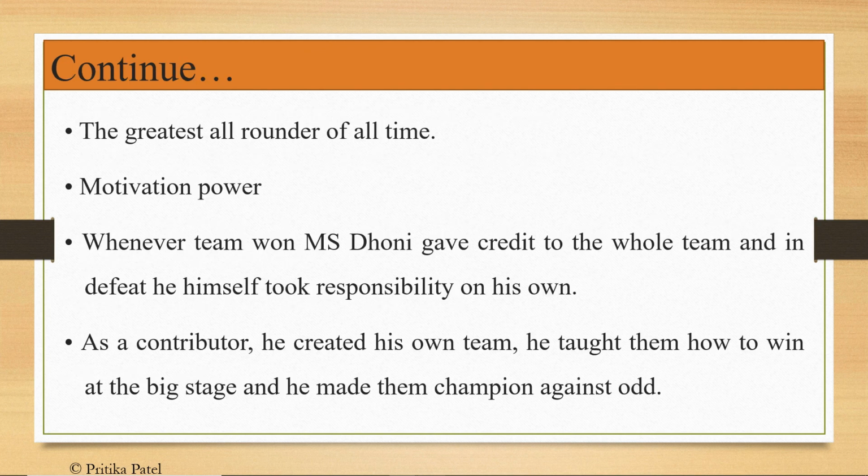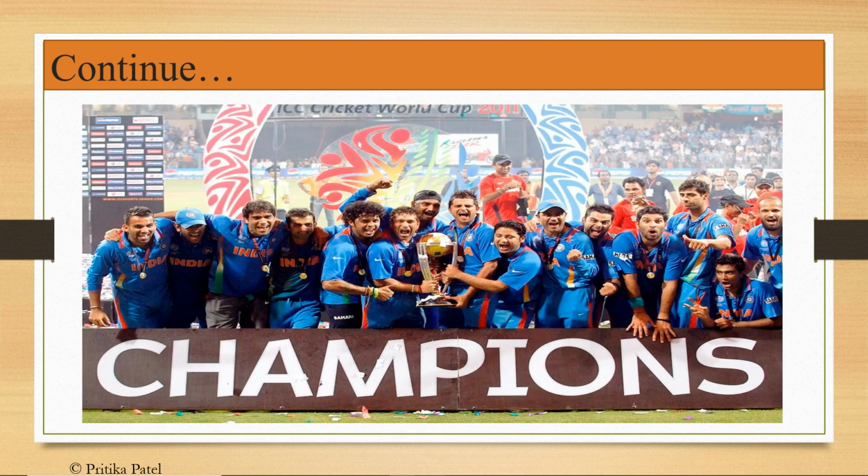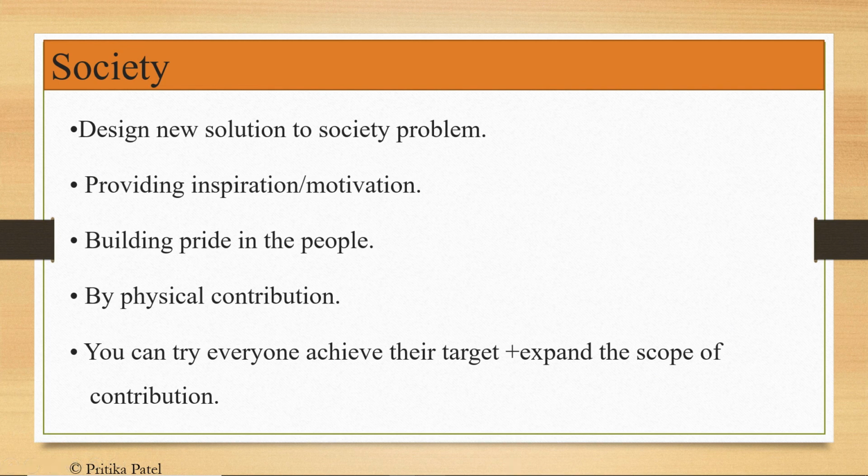Whenever the team won, MS Dhoni gave credit to the whole team, and in defeat he himself took responsibility. As a contributor, he created his own team. He taught them how to win on the big stage and he made them champions against the odds. So our Indian cricket team always works as a team and they became champions in the ICC Cricket World Cup. Now, next is society.